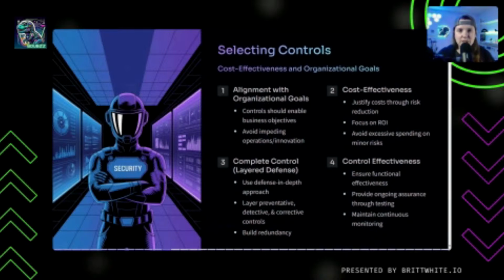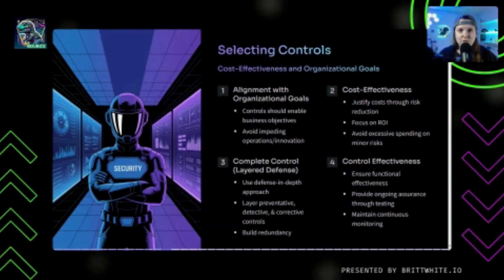For significant risk, we should aim for a complete control approach, layering preventative, detective, and corrective controls for defense in depth. Multiple layers of security provide redundancy and increase the likelihood of detecting and preventing attacks, even if one layer fails. Finally, as we discussed on the previous slide, our chosen controls must be functionally effective and provide ongoing assurance of their continued effectiveness through testing and monitoring.